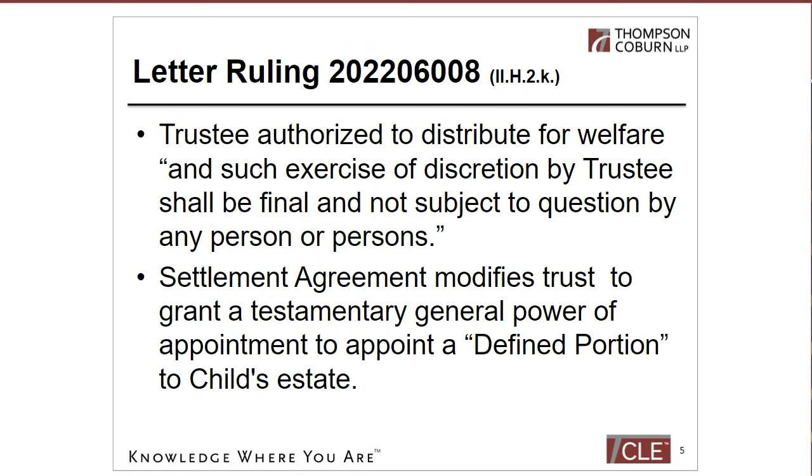Okay, so what prompted my covering this is this letter ruling, 2022-06-008. In this private letter ruling, the trustee was authorized to distribute for the beneficiary's welfare, and such exercise of discretion by the trustee shall be final and not subject to question by any person or persons. So we had this unreviewable discretion by the trustee, and the trustee wanted to grant a testamentary general power of appointment, and nevertheless there were objections, even though the trustee's discretion was final, not subject to question. So they went ahead and did a settlement agreement, of course contingent on getting an IRS private letter ruling, and that granted a testamentary general power of appointment to appoint a defined portion to the child's estate.